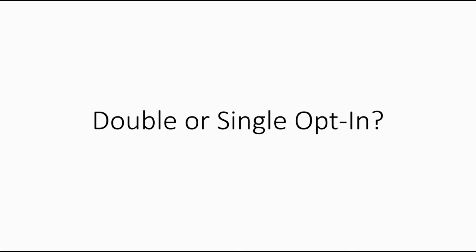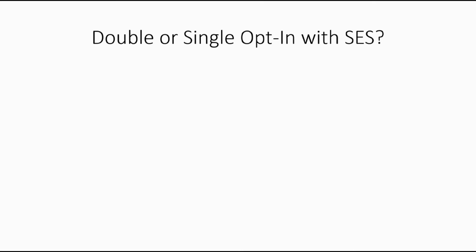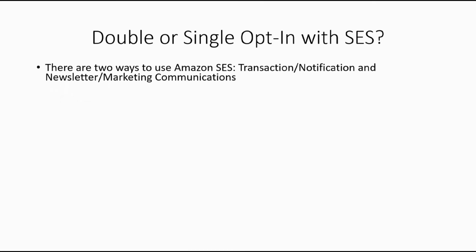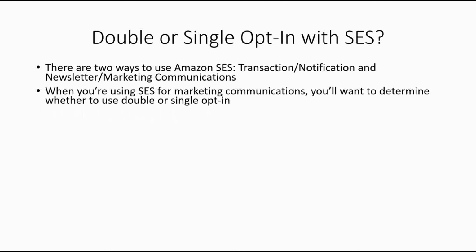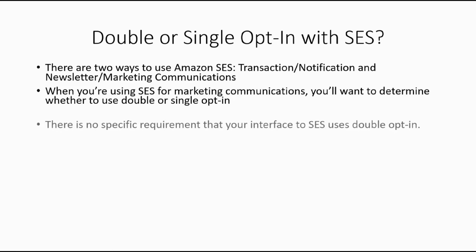Welcome back. You will be faced with the question of whether or not you must use double or single opt-in when it comes to Amazon SES. Now, there are two ways, obviously, to use Amazon SES: transactional or notification emails or marketing communications. And when you're using SES for marketing communications, you will want to determine whether or not you're going to use double or single opt-in.